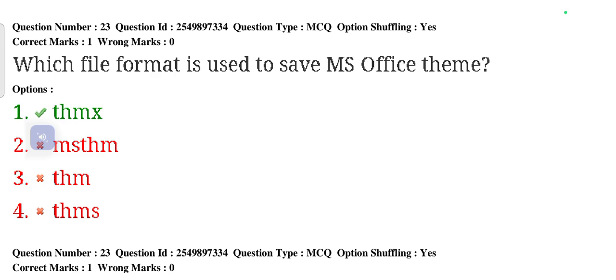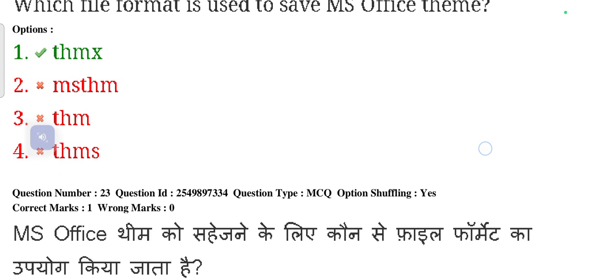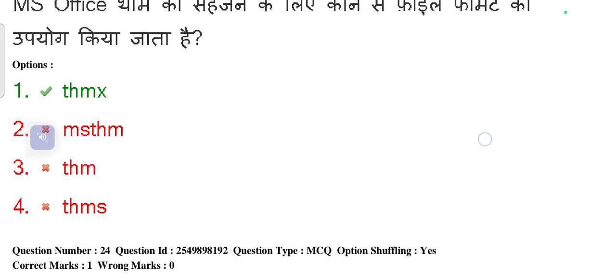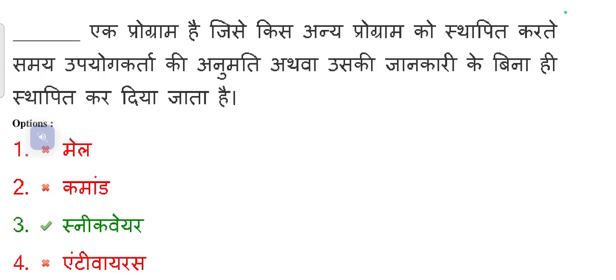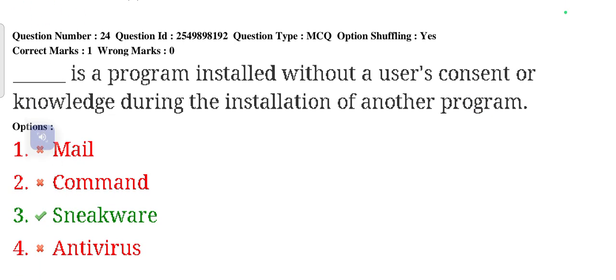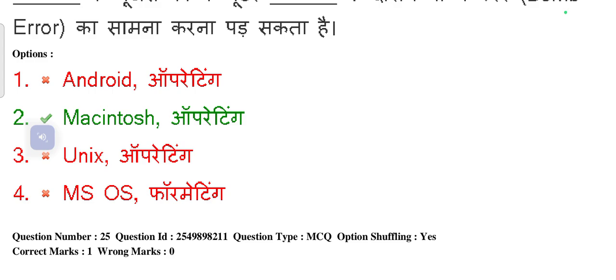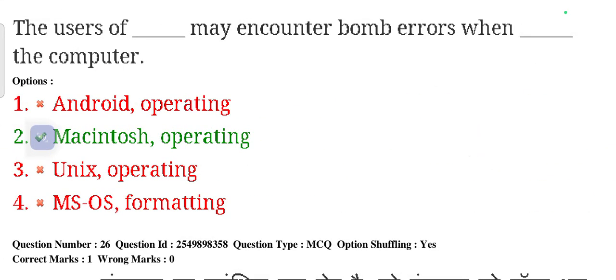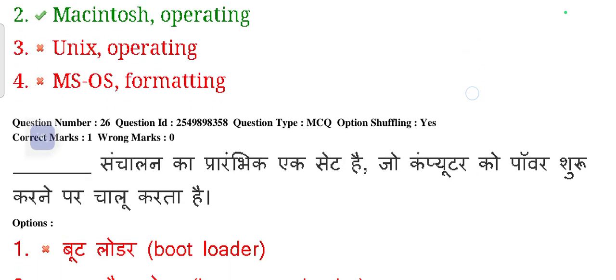Which file format is used to save MS Office theme? THMX. ThemeX. Dash is a program installed without a user consent or knowledge during the installation of another program. Sneakware. The users of Macintosh may encounter bomb errors when operating the computer.